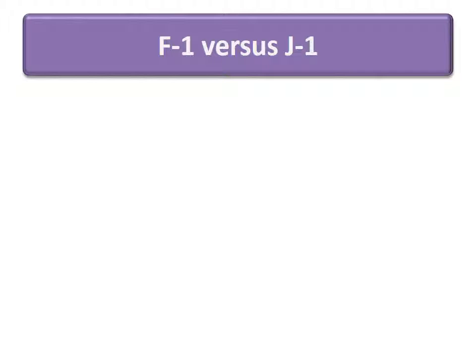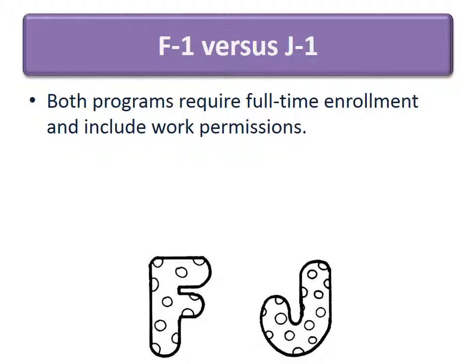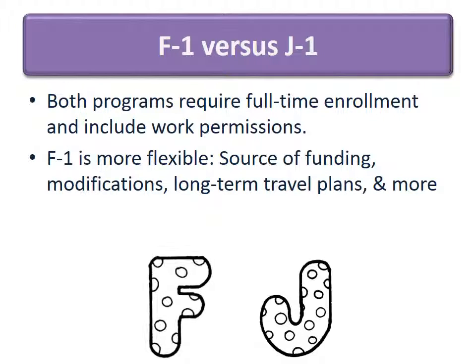Before we begin, you may be wondering which visa type is right for you. The University of Rochester is able to sponsor students in either the F1 or J1 visa category. Both programs require full-time enrollment and include certain student work permissions. However, the F1 program is usually more flexible in terms of source of funding, modifying your program of study, long-term travel plans, and other areas.